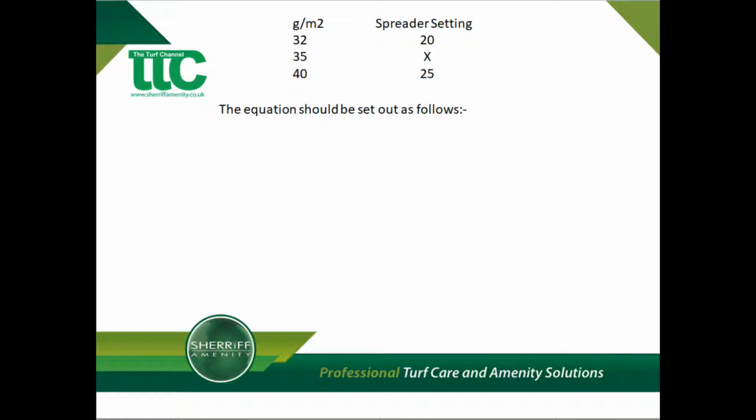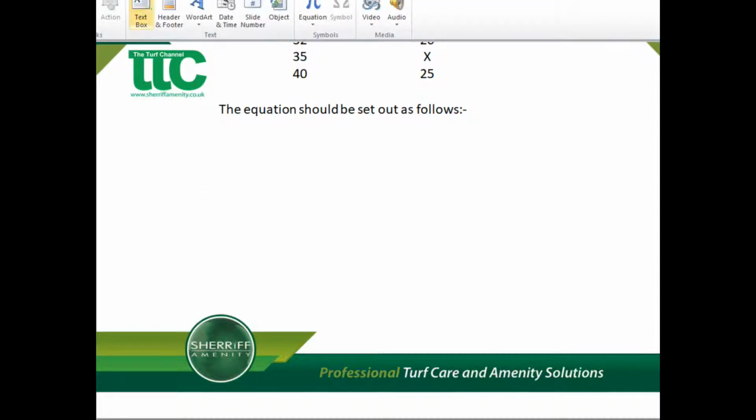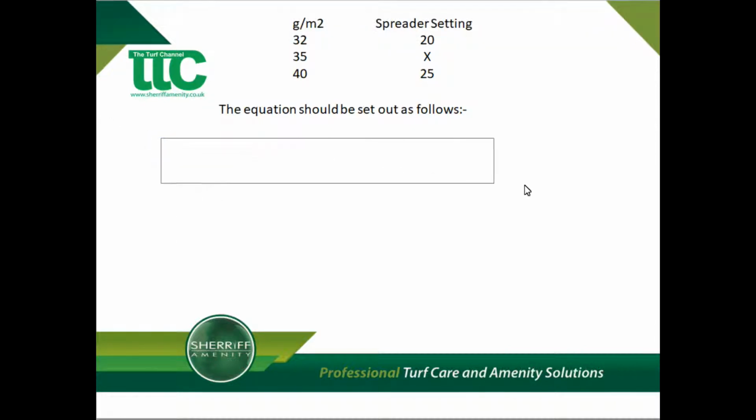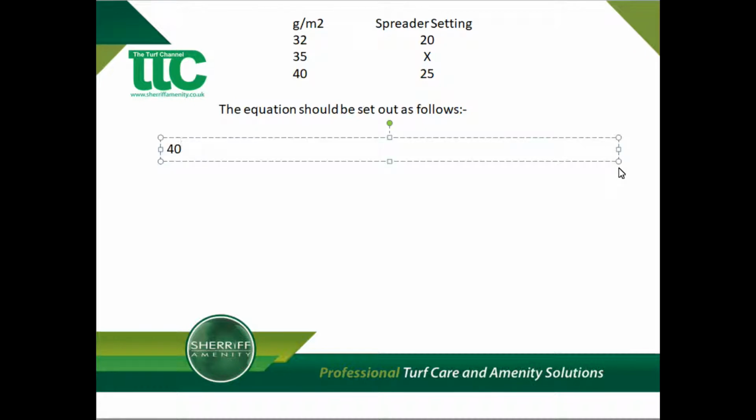In order to get to the answer we need to create an equation, and the equation should be set out as follows. First of all, we need to take the highest grams per meter squared application rate, which is 40, and then we need to minus our application rate, which is 35, which is the next figure down, and we need to multiply this by the lowest spreader setting, which is 20, we then need to add this to the following.